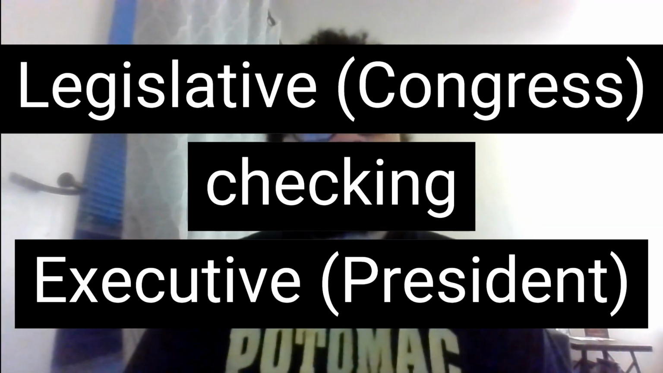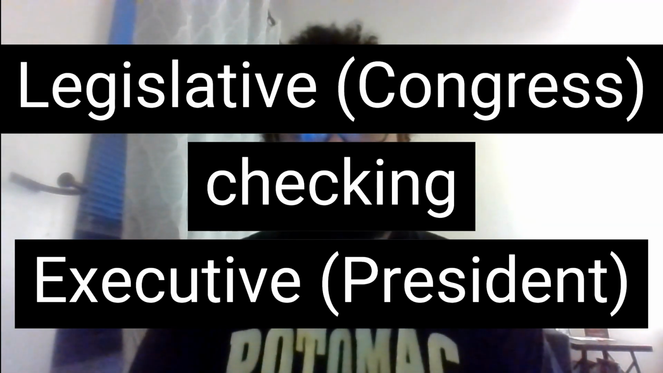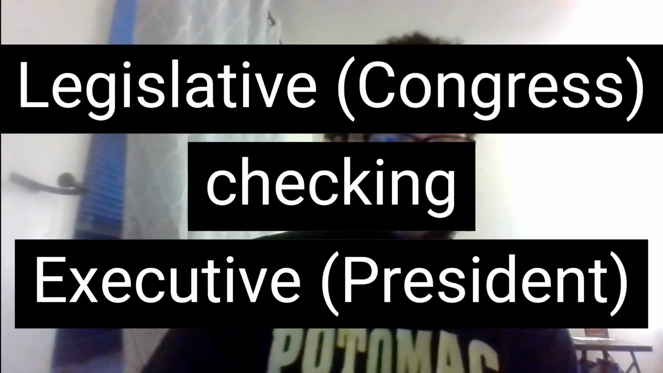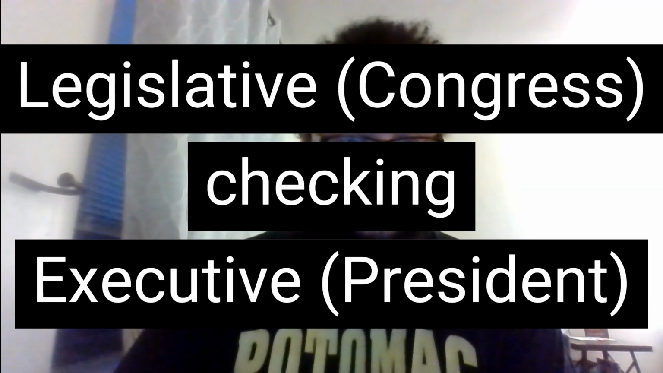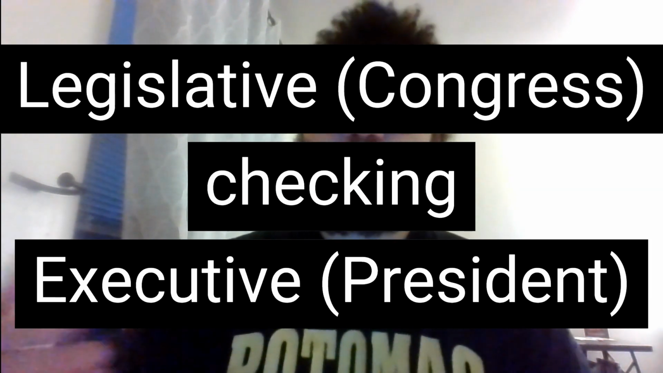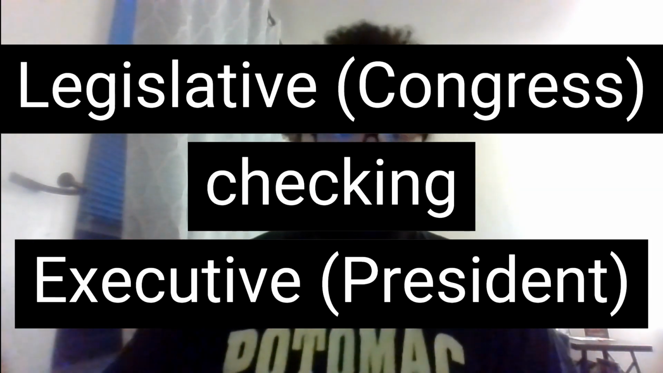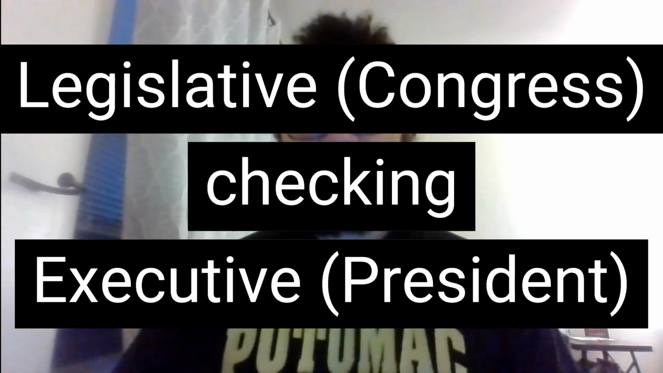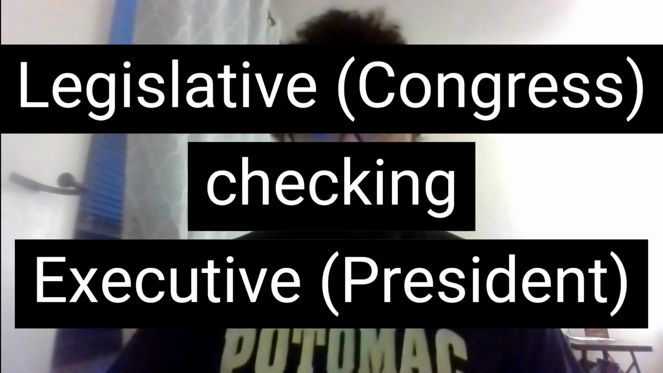Third, Congress has the ability to approve the budget. So the president, if you remember from 6A, proposes the budget, but Congress has to approve it. And also in the same way, they have to approve presidential appointments. So the president has the ability to make appointments.